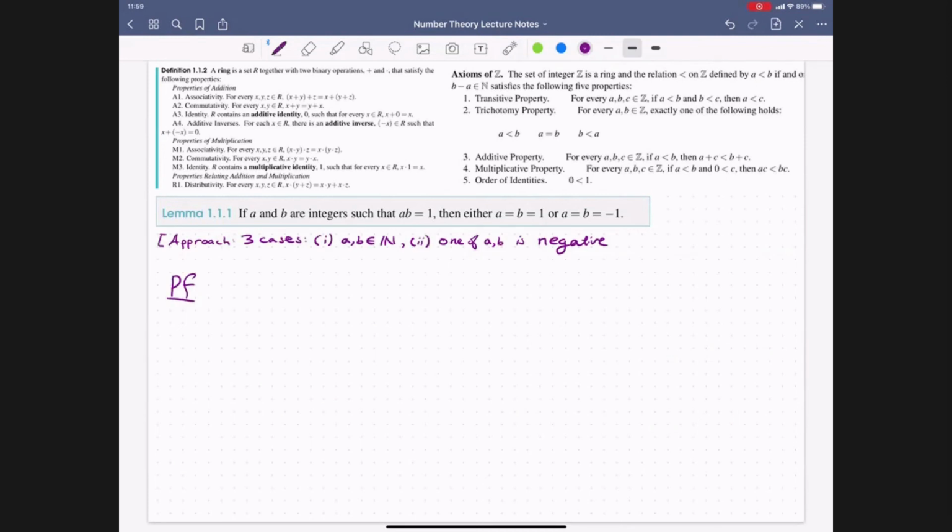So let's prove this statement. I'm going to approach it in 2 cases. The first case is that A and B are natural numbers, and the second case is that one of A or B is negative. So let's do the proof. Case 1: suppose A and B are naturals. By assumption, we have A times B equals 1.